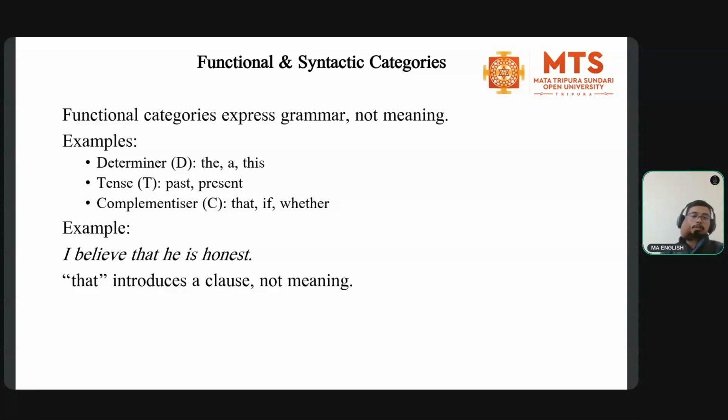For example, in the sentence, I believe that he is honest, the word that does not add meaning by itself. It only introduces the clause, he is honest. So this is the role of a complementizer, right? Functional categories are very important in a sentence because they connect phrases and organize sentence structure. Without them, sentences would not be grammatically complete.